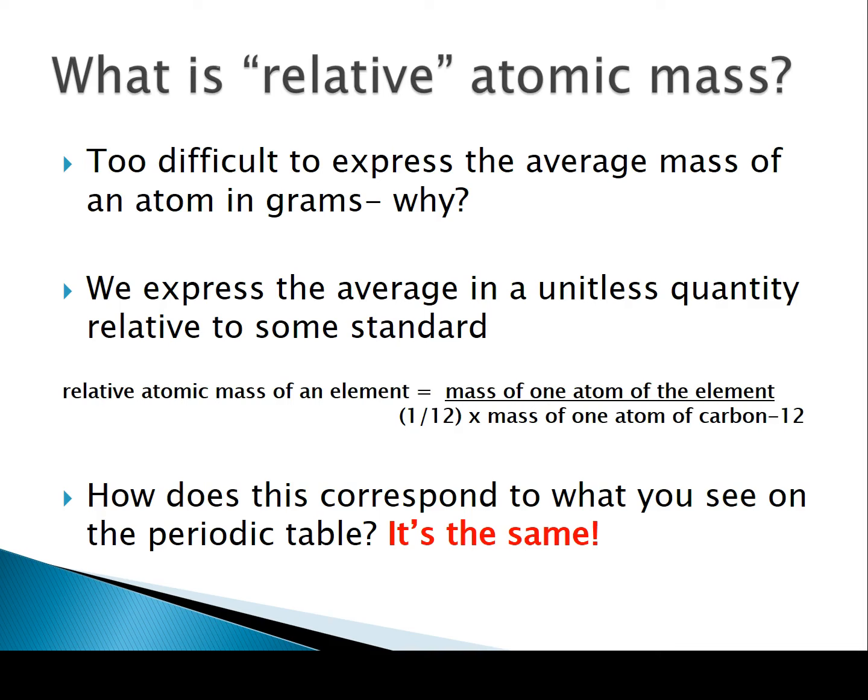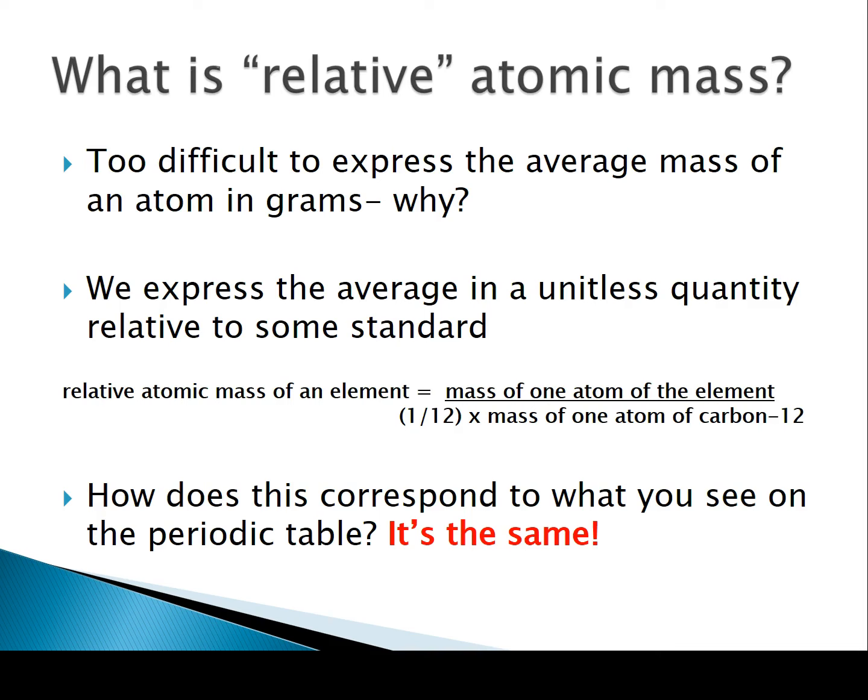All right, so what is relative atomic mass? We can't really measure the masses of individual atoms very easily because individual atoms are very, very tiny. We cannot isolate them, and even if you could, you can't put an atom on a balance and get a reading. So they derive the mass using a unitless quantity that is relative to some standard, and that standard is an atom of carbon-12. They calculate the relative atomic mass by dividing the mass of one atom of the element by 1/12 the mass of carbon-12.